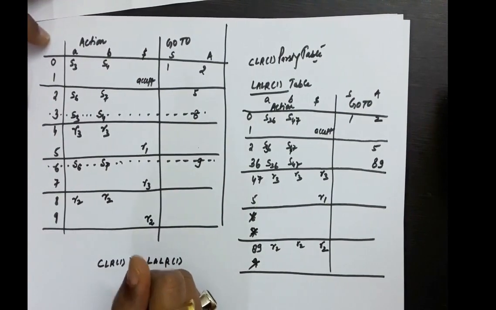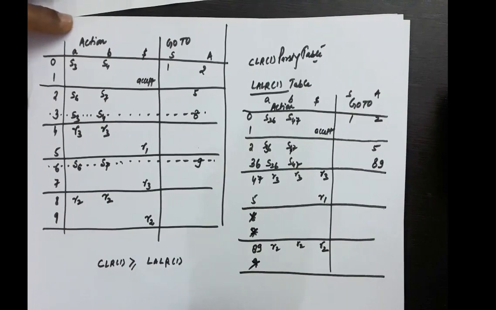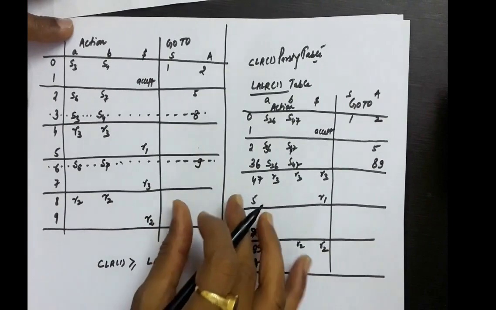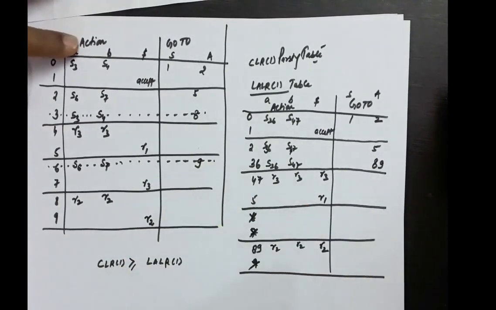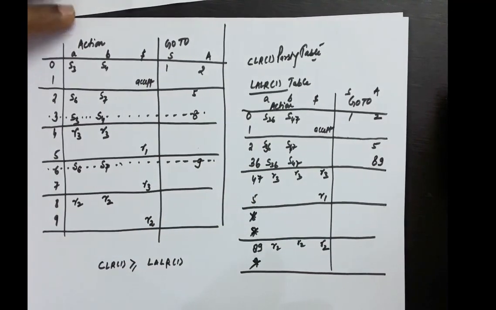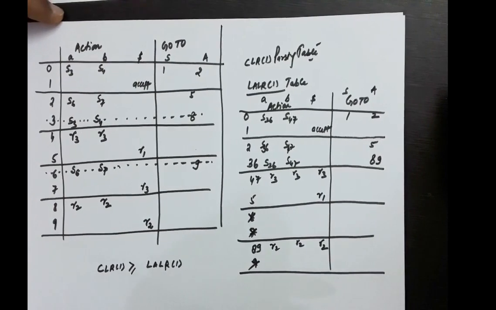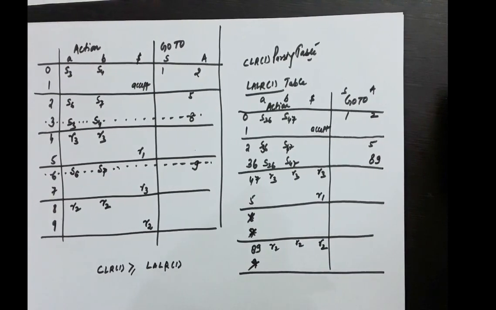It may also be that the CLR1 parsing table has the same number of states as the look ahead LR1 parsing table. Obviously, in this example, we are reducing the number of states in the look ahead LR1 parsing table. But it may so happen in some examples that the states cannot be combined. So the number of states in the CLR1 parsing table may be the same as in the look ahead LR1 parsing table.